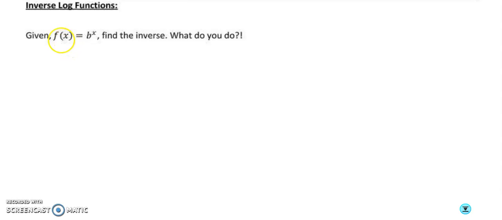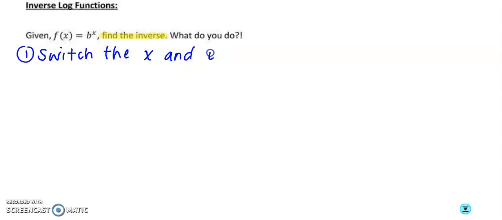So I'm giving you a function here, f of x equals the power b to the exponent x. Find the inverse. Okay, think first, what do you do? So when you hear the words find the inverse, we've done this recently. There's two steps to follow. Step 1, you are going to switch the x and y. Step 2, you will isolate the y, meaning get the y by itself.